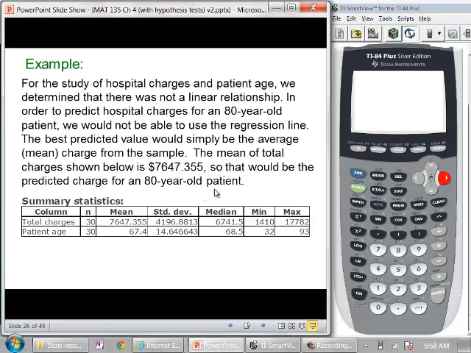For example, in this study that was trying to relate the charges and the ages of the patients, we found that there wasn't evidence to support that there was a linear correlation. So that means that for any age person, the best predicted value of their charges would just be the average of the charges from what we had. So the best predicted value for anybody that went into this hospital would be that their charges would be $7,647.36. That would be the best prediction we could make.